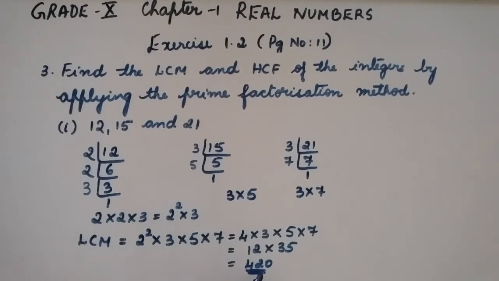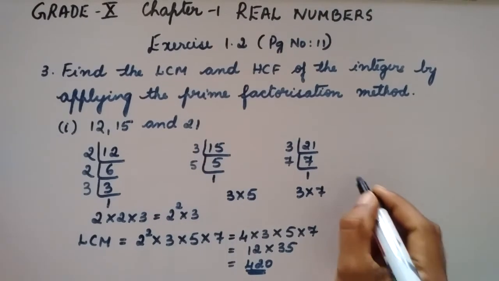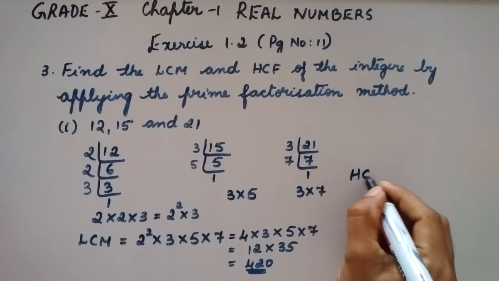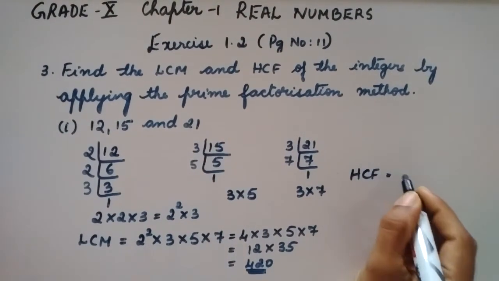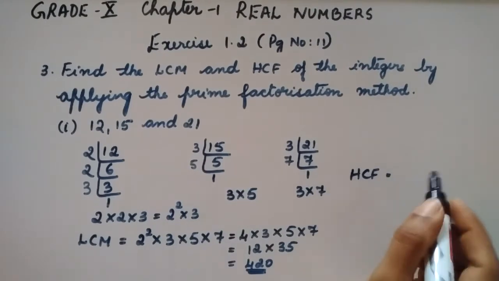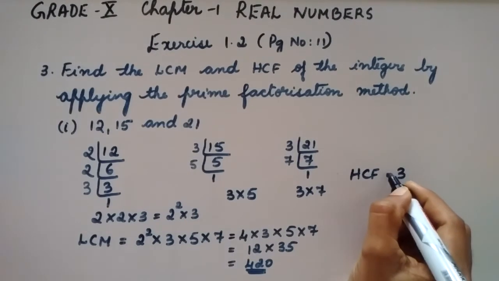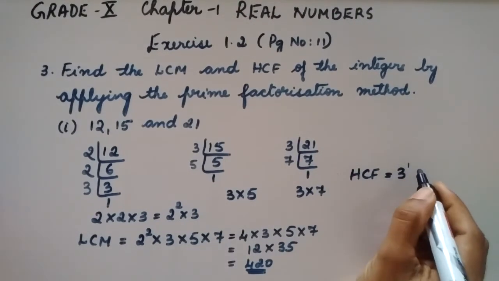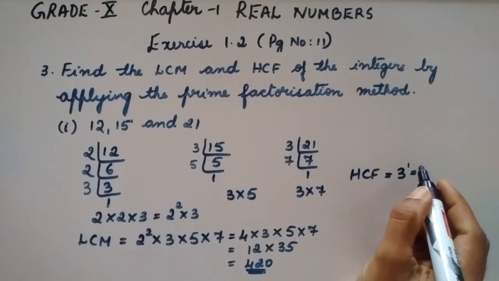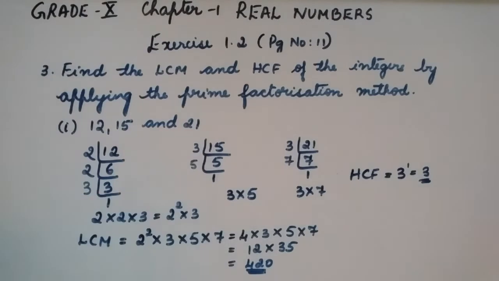Next let us find the HCF. So HCF is nothing but the smallest power of each common factor. So here the common factor is 3 and its smallest power is 1. So the HCF of 12, 15 and 21 is 3.